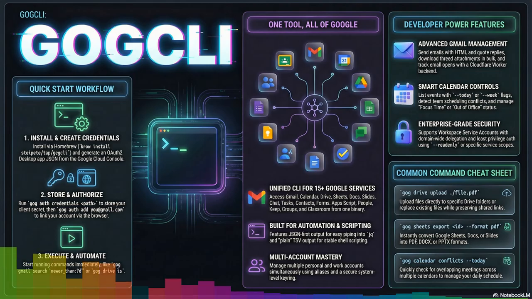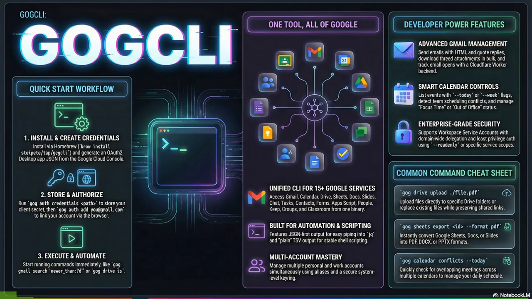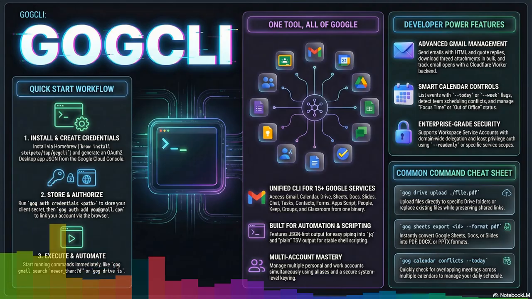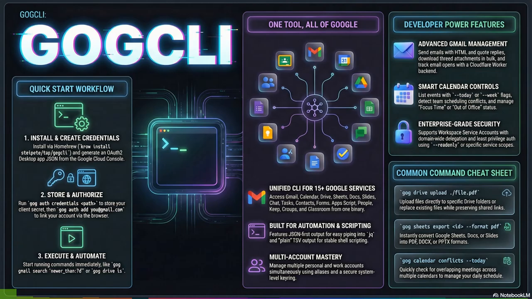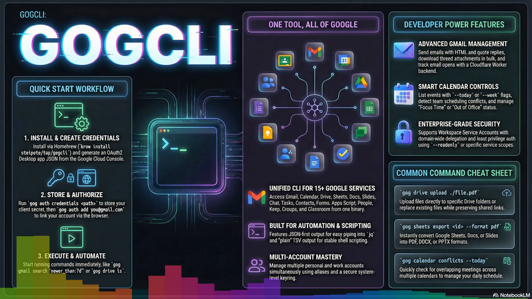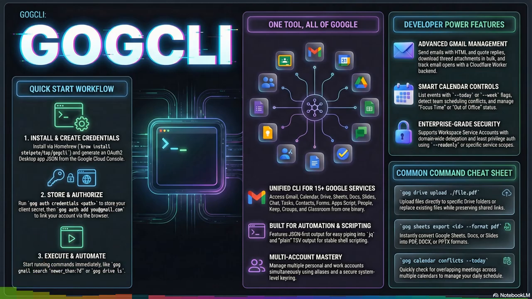Okay, we keep dancing around the how. We've mentioned scripting a few times. I want to really dig into this JSON first philosophy again. How do I actually construct these workflows? So if you're using gogcli, your best friend is going to be another command line tool called JQ. JQ, standard JSON processor. Right. Think of gogcli as the fire hose that brings the data down, and JQ as the filter or the funnel.